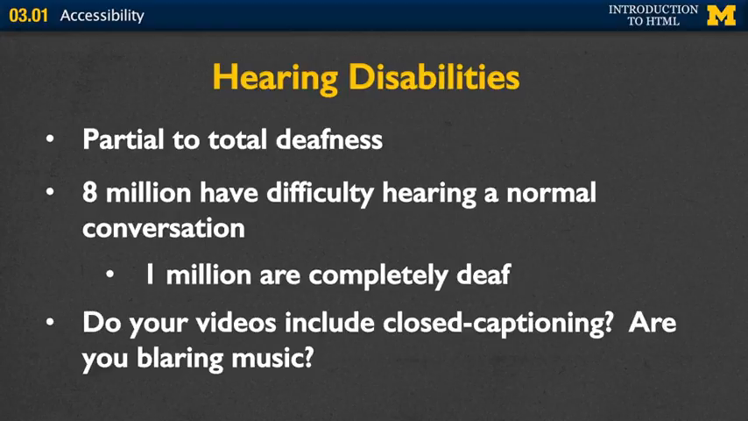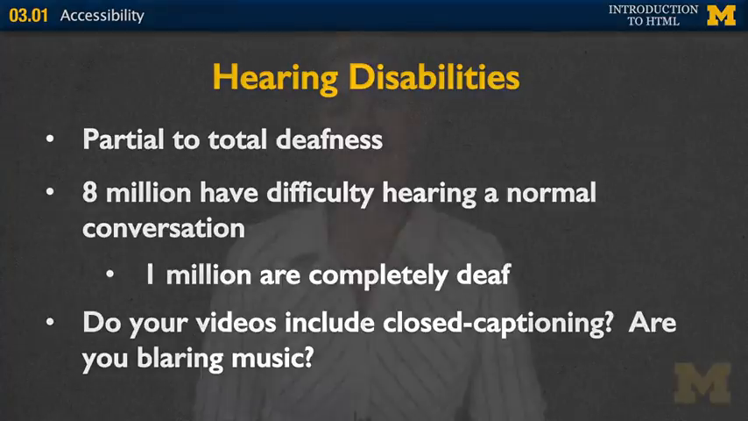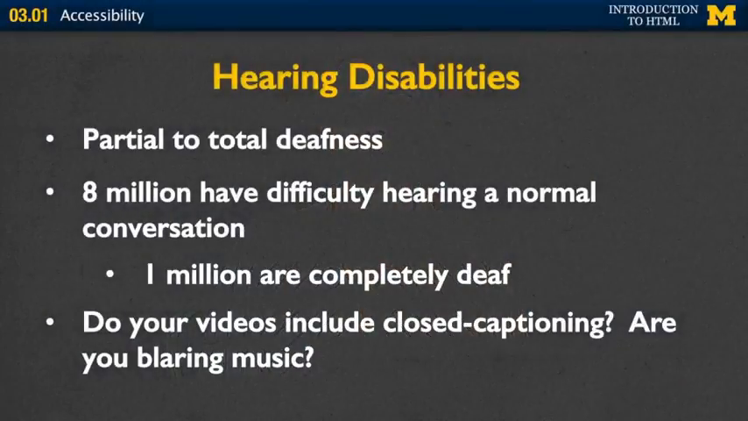We're also going to want to think about hearing disabilities, and we're talking both from partial to total deafness. So 8 million people have difficulty hearing a normal conversation, and 1 million are completely deaf. More and more places are moving to online presence, and of course we all know that watching videos online is a very common thing. We're all doing it right now. So one of the things to think about if you decide to add videos to your site is, did you include closed captioning to really make sure as many people as possible can access your content?